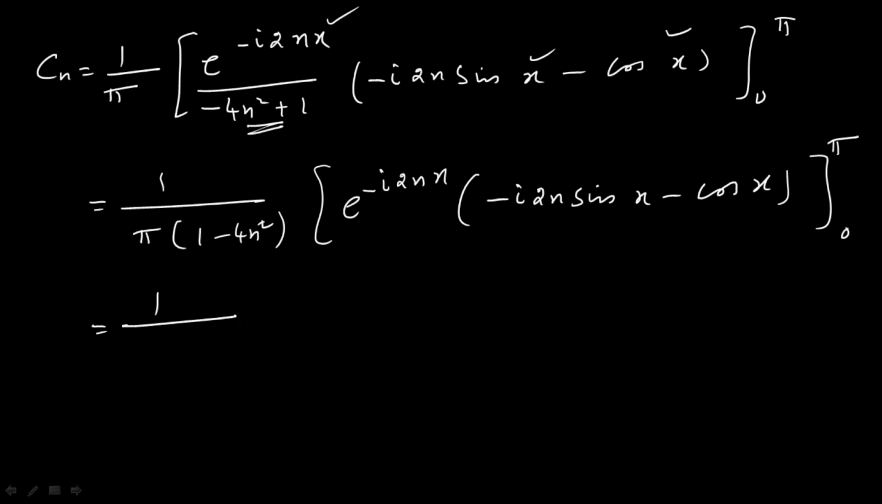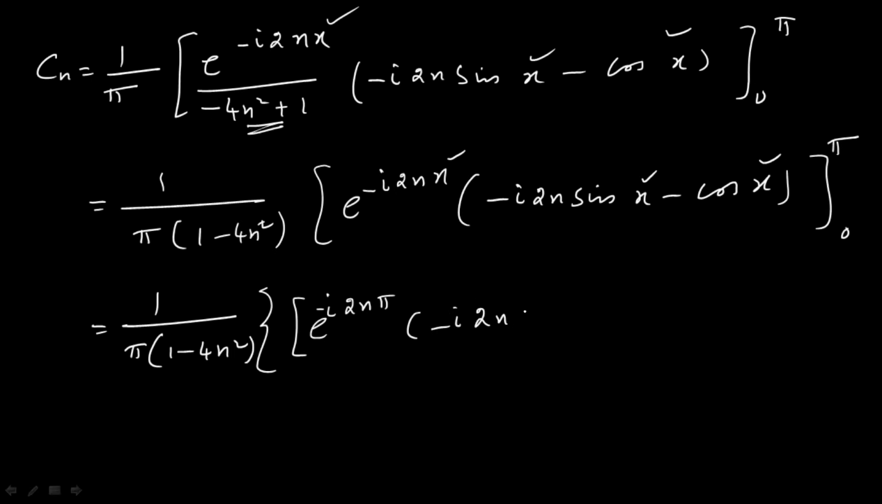So as usual, upper limit minus lower limit. So 1 upon pi of (1 - 4n²) of, first let me replace these x by pi. If you replace x by pi, what you get? e^(-i2nπ) of (-i2n sin π - cos π). So that is the upper limit, close the parenthesis, minus.